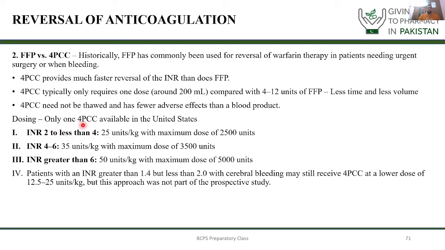The dosing for 4 PCC: if the INR is 2 to less than 4, we use 25 units per kg. Similarly, for 4 to 6, 35 units per kg, and more than 6, 50 units per kg.